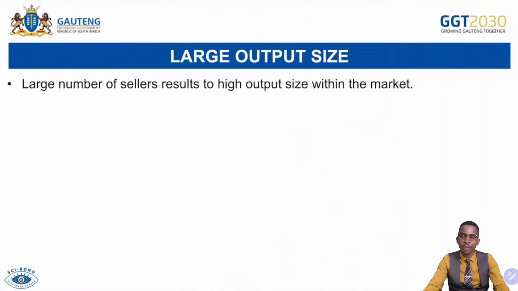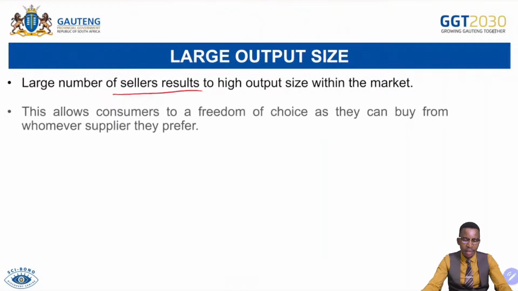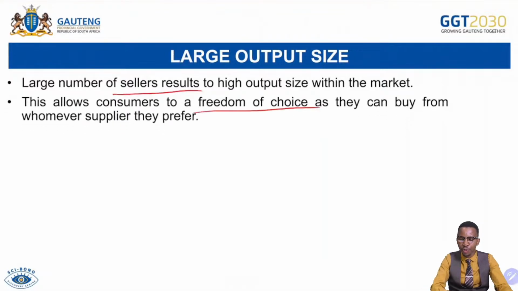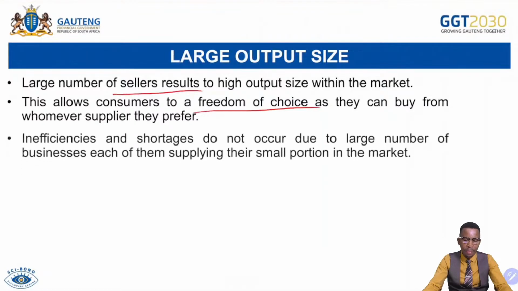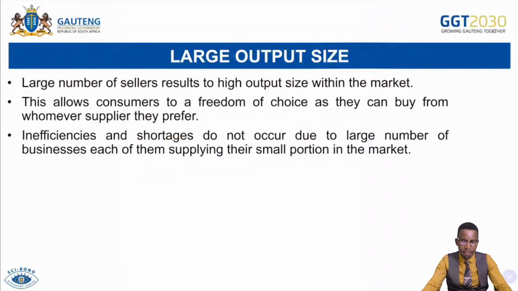There's a large output size, obviously, because of the high number of firms that are existing. Output size is too high. Like you could check when you drew the graph of the market and the industry. Under the market, there's so much supply because each and every firm produces its own output, which is added together to the market output. A large number of sellers results in high output size within the market. This allows consumers a freedom of choice as they can buy from whichever supplier of their choice. Inefficiencies and shortages do not occur due to the large number of businesses, each of them supplying their small portion in the market. Then we continue.